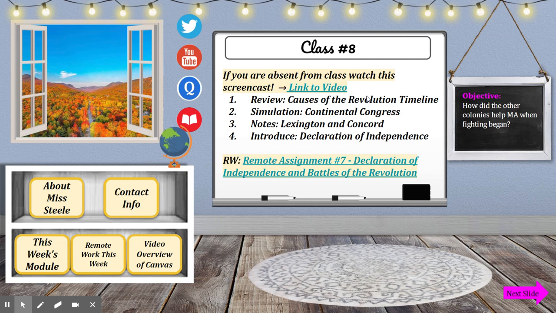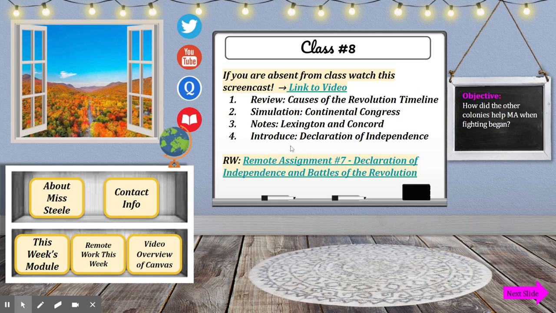We're going to review the causes of the revolution timeline, to ask some questions about important events. In class we did do a little simulation of the Continental Congress, but I'll fill you in on that when you come back to class. We do some notes on some big events like Lexington and Concord, Battle of Bunker Hill, kind of like the road to revolution, and we talk a little bit about the Declaration of Independence.